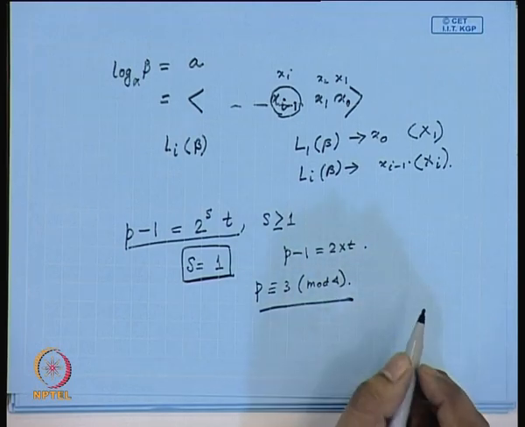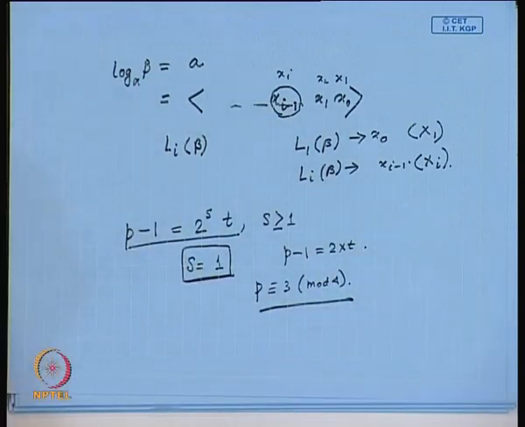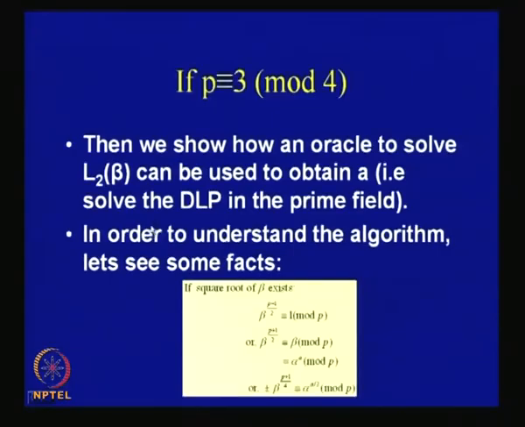Okay. So if p is congruent to 3 modulo 4, then we will see a very interesting case: if we have an oracle to compute the value of L2 beta, we have seen that L1 beta is easy, right. So if we can compute L2 beta, then we can use that to obtain the value of the discrete log. That is, we can solve the discrete log problem in the prime field.